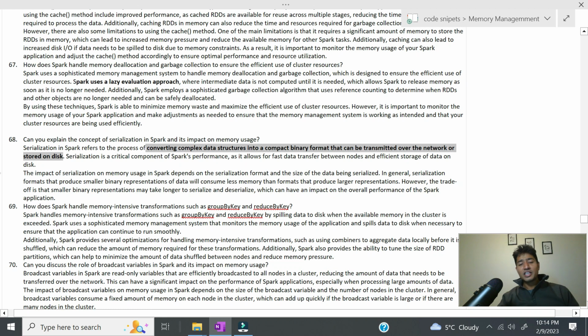The impact of serialization on memory in Spark depends on the serialization format and the size of the data being serialized. In general, a serialization format that produces a smaller binary representation of the data will consume less memory than a format that produces a larger representation. However, the trade-off is that a smaller binary representation may take longer to serialize and deserialize, which will again have an impact on the overall performance of the Spark application.